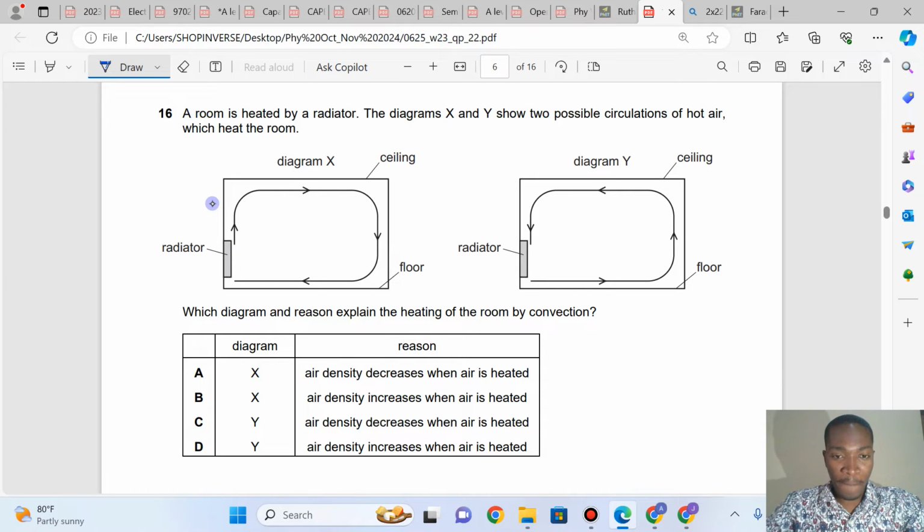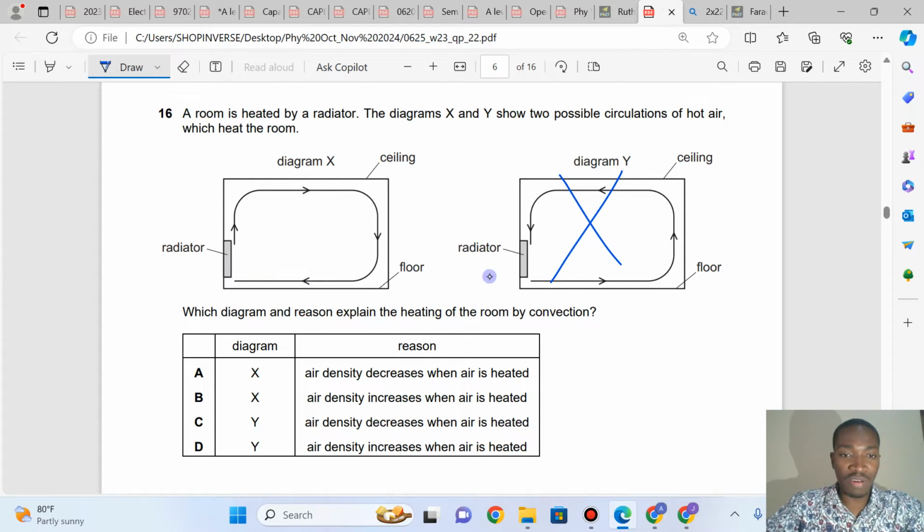Let's see diagram X. Hot air rises, then cold air falls. Hot air rises, this is convection current. Diagram Y, when the room is heated, hot air moves this way. This definitely is wrong. So diagram X is correct, and the reason: air density decreases when air is heated.